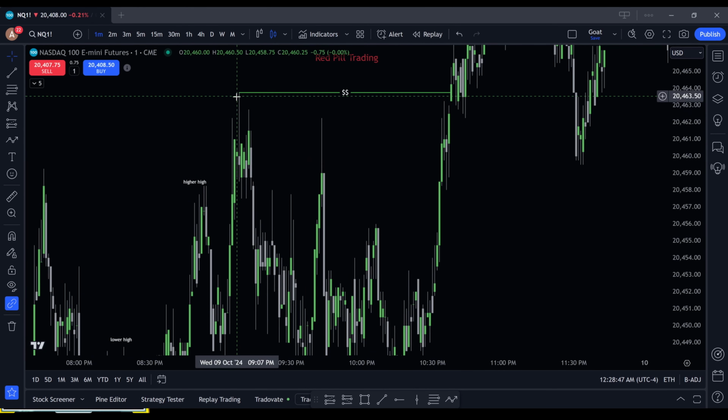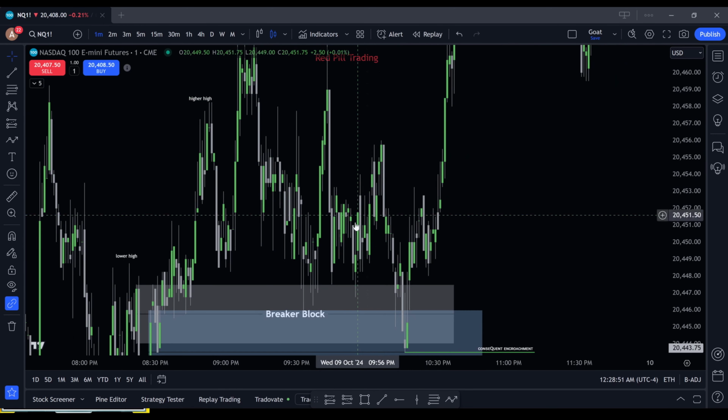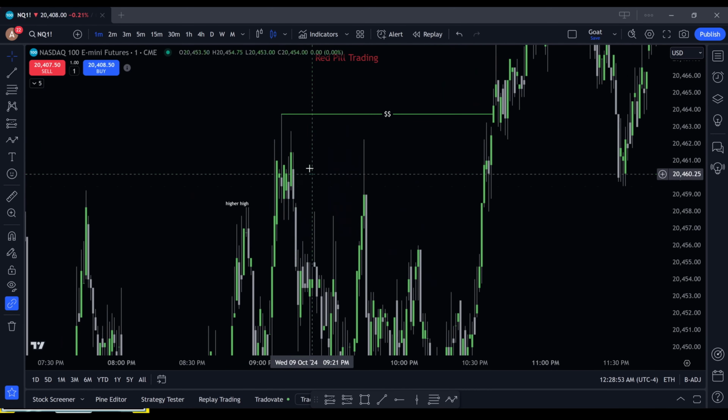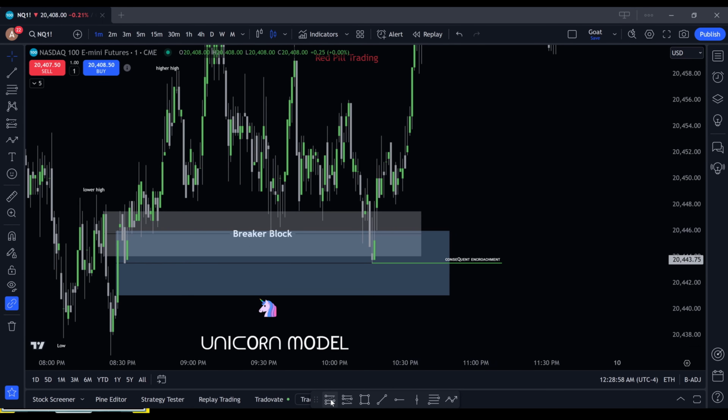We would be targeting the highest that it has gone to before we tapped into our entry. Okay, so with that being our target, we would enter right there. Enter at consequent encroachment.